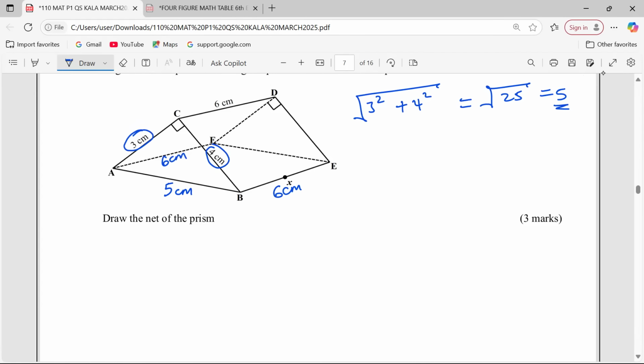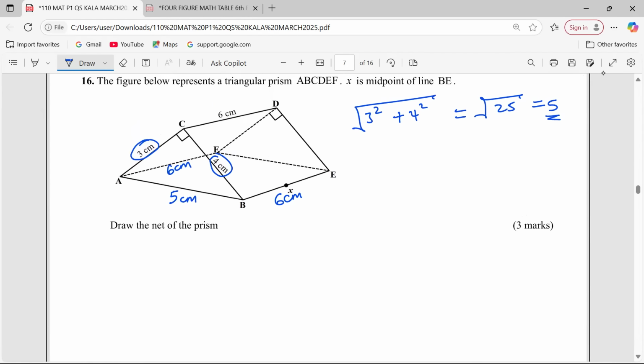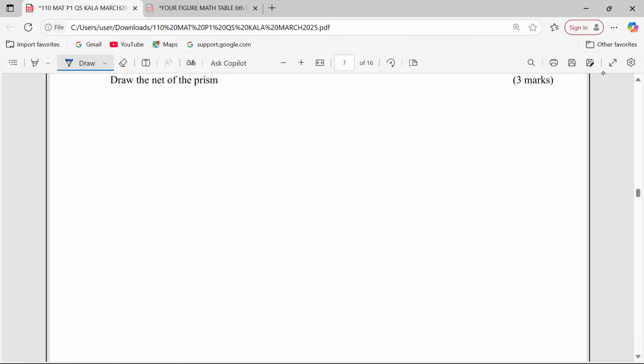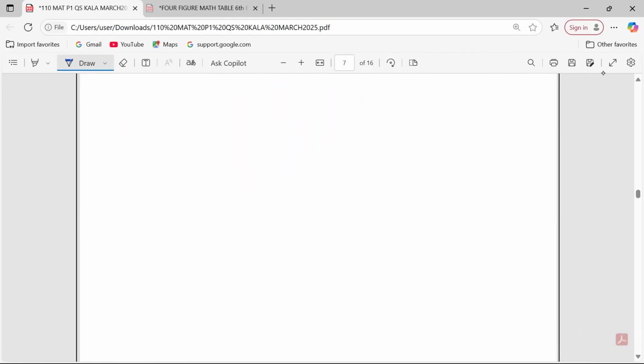So now we can draw the net. We can begin by drawing the base, which is ABEF, which is rectangular, 5 by 6 or 6 by 5 centimeters. You will allow me to sketch the net, but in your case, I expect you to use real measurements.